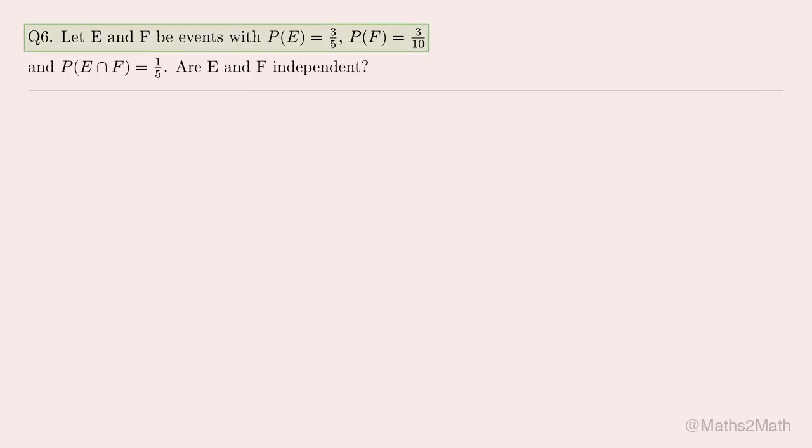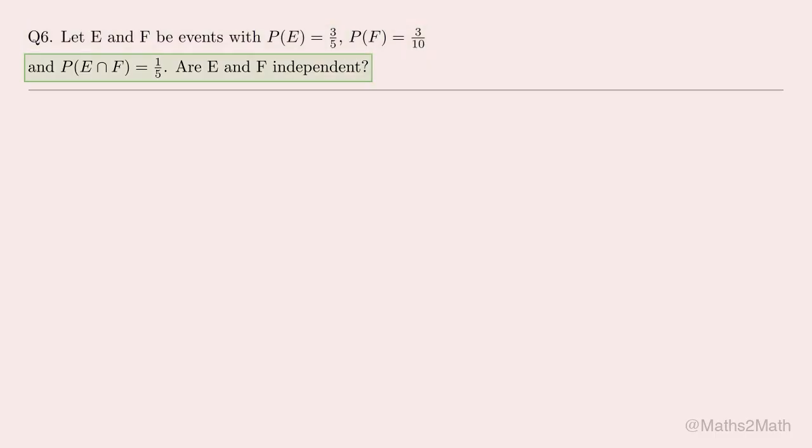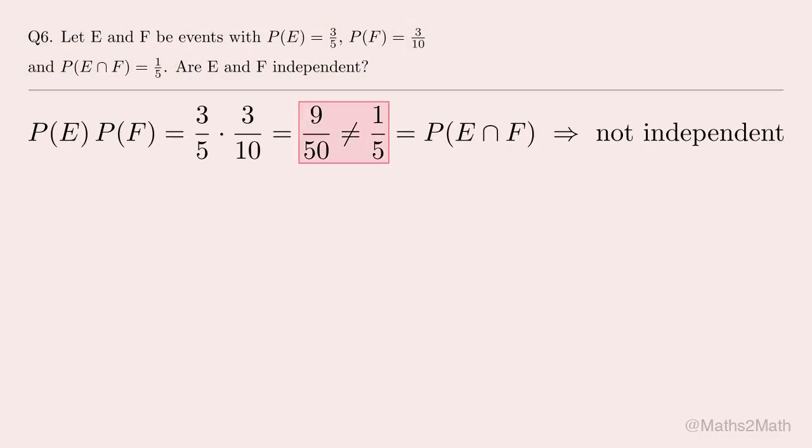Question 6. All 3 numbers handed to us. One multiplication settles it. The product is 9/50, but the intersection is 1/5, 10/50. Not equal, so not independent.